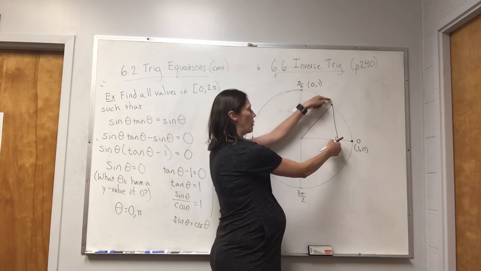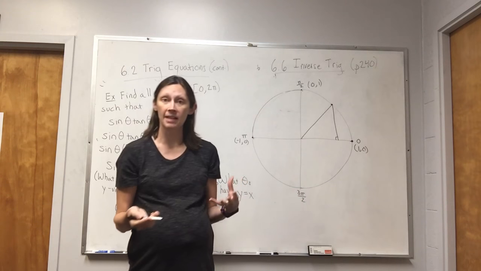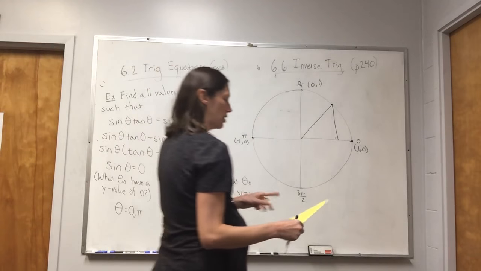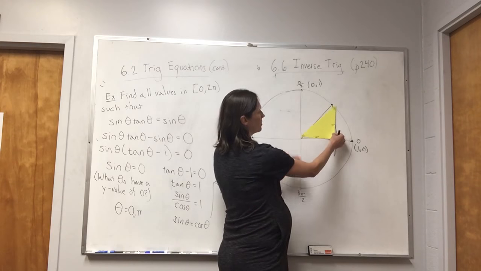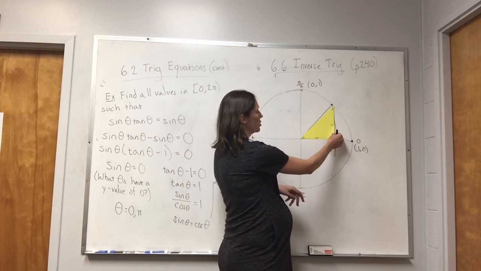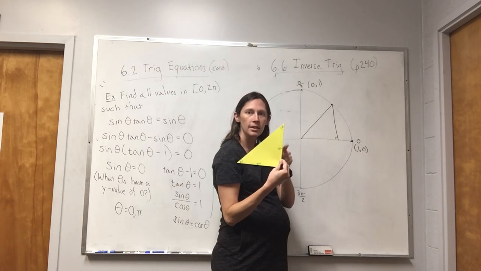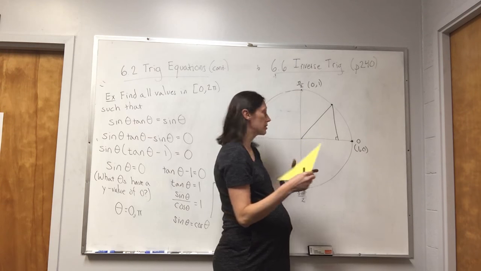My x value and my y value are the same. I'm getting an isosceles triangle. This should sound familiar, right? We've got two important triangles that we have to know. There's one of them. It's the 45, 45, 90 triangle. This is the only one that has two sides that are the same. It's the only one that's isosceles.